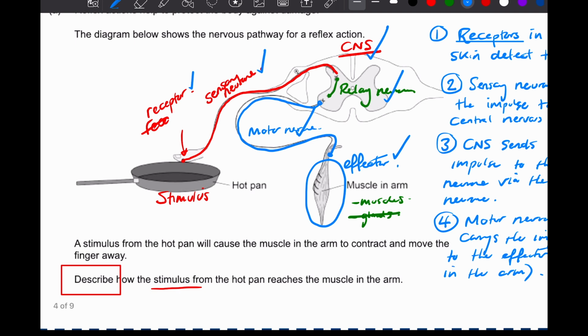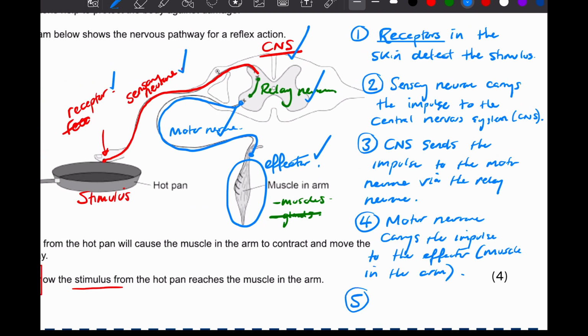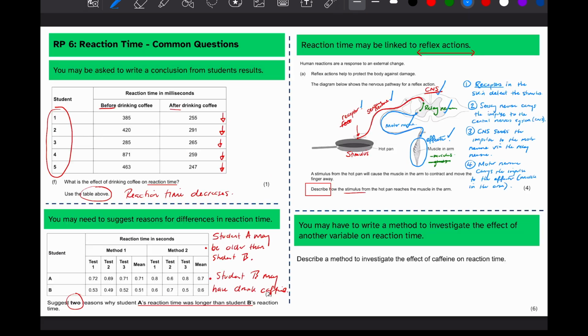It's just asking how the stimulus reaches the muscle in the arm. So we don't need to go on and add the 5th point to say that the arm contracts. We don't need to do that for this question. But if the question was worth more than 4 marks, if it was saying describe how the arm moves away, you would then need to add in the next step, which would be that the muscle contracts, which lifts the hand off the hot pan.